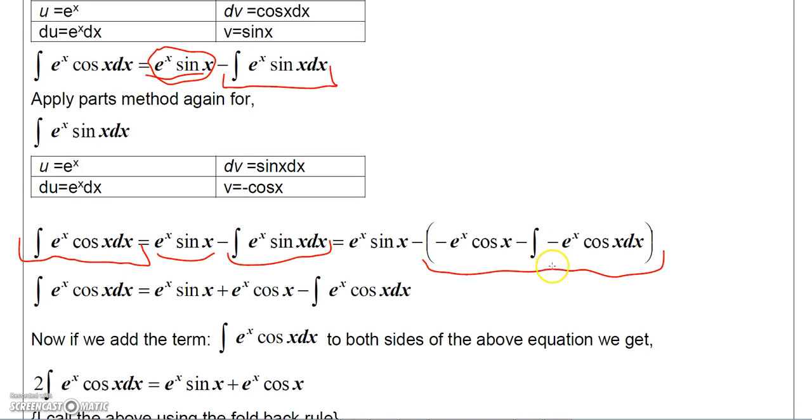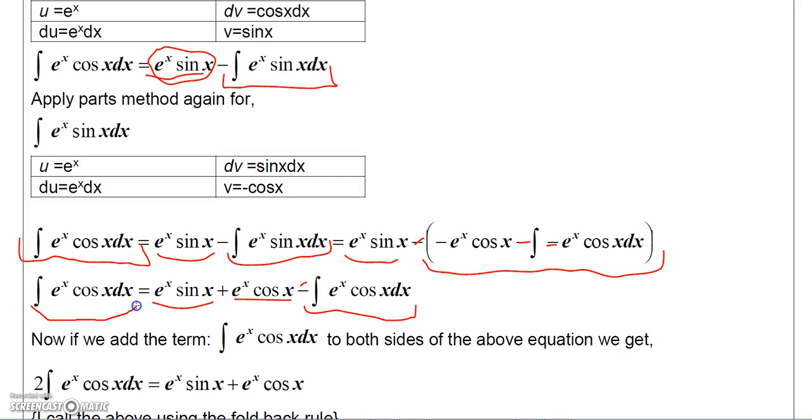Okay, now let me simplify this a little more. So bring this down and you get e to the x sine x, and you get e to the x cosine x. And then here you distribute the minus, you get minus and minus, so it's going to be plus. Let's see, I'm sorry, there's three minuses, because you got a minus here, you got a minus here, and you got a minus here. So it's actually going to be minus this integral. Okay, but notice something, this integral is the same as this integral.